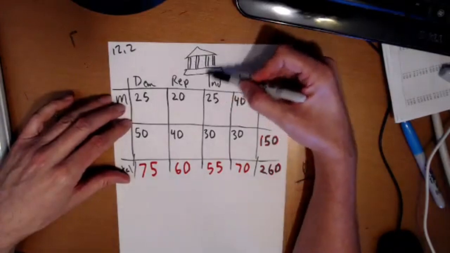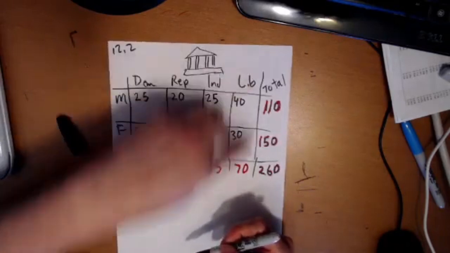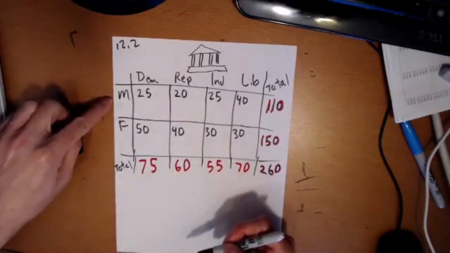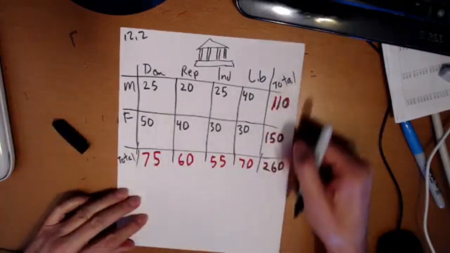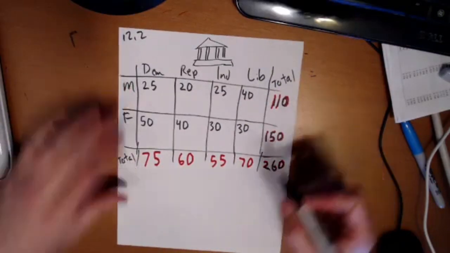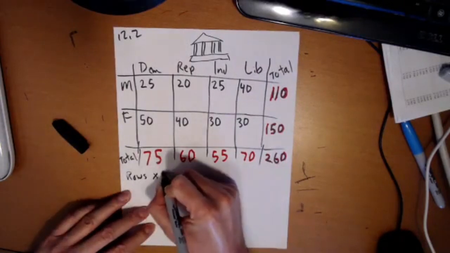So columns go vertically. So how many columns do we have here? 4. How many rows do we have here? 2. Oh, so we ignore the totals. Yes, ignore the totals. So our data, it's always rows by columns.